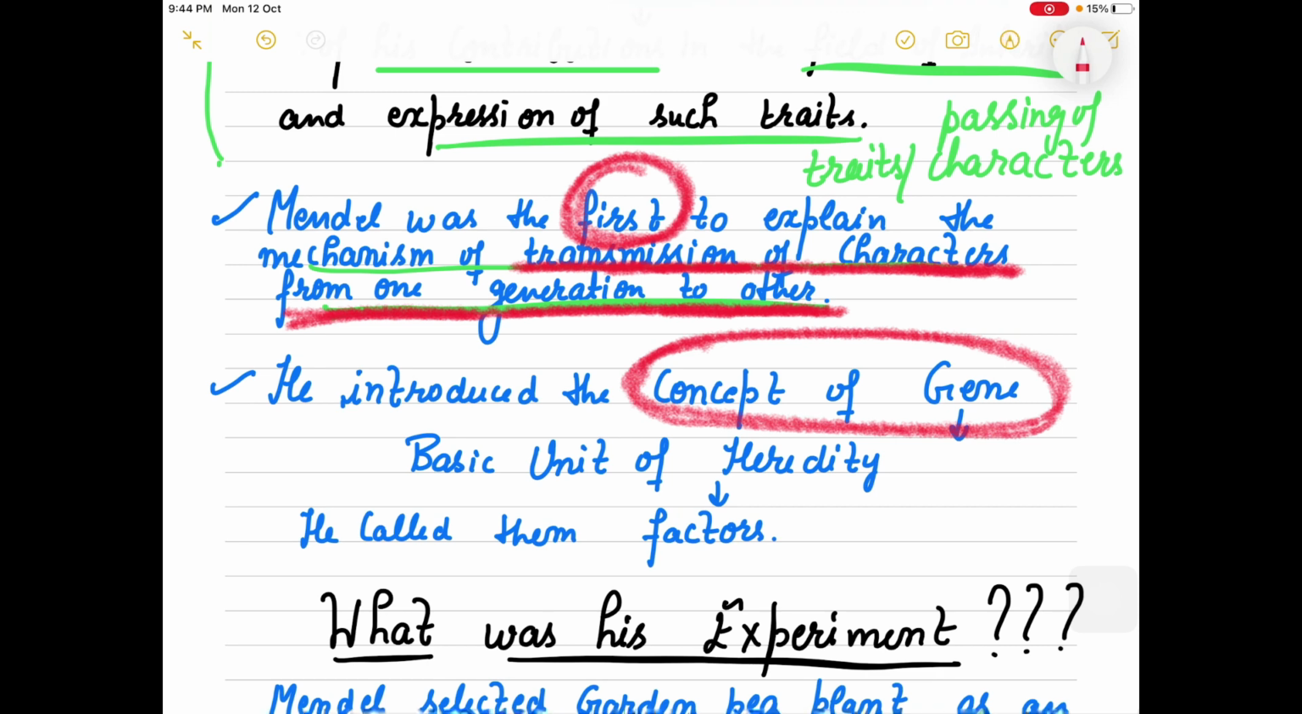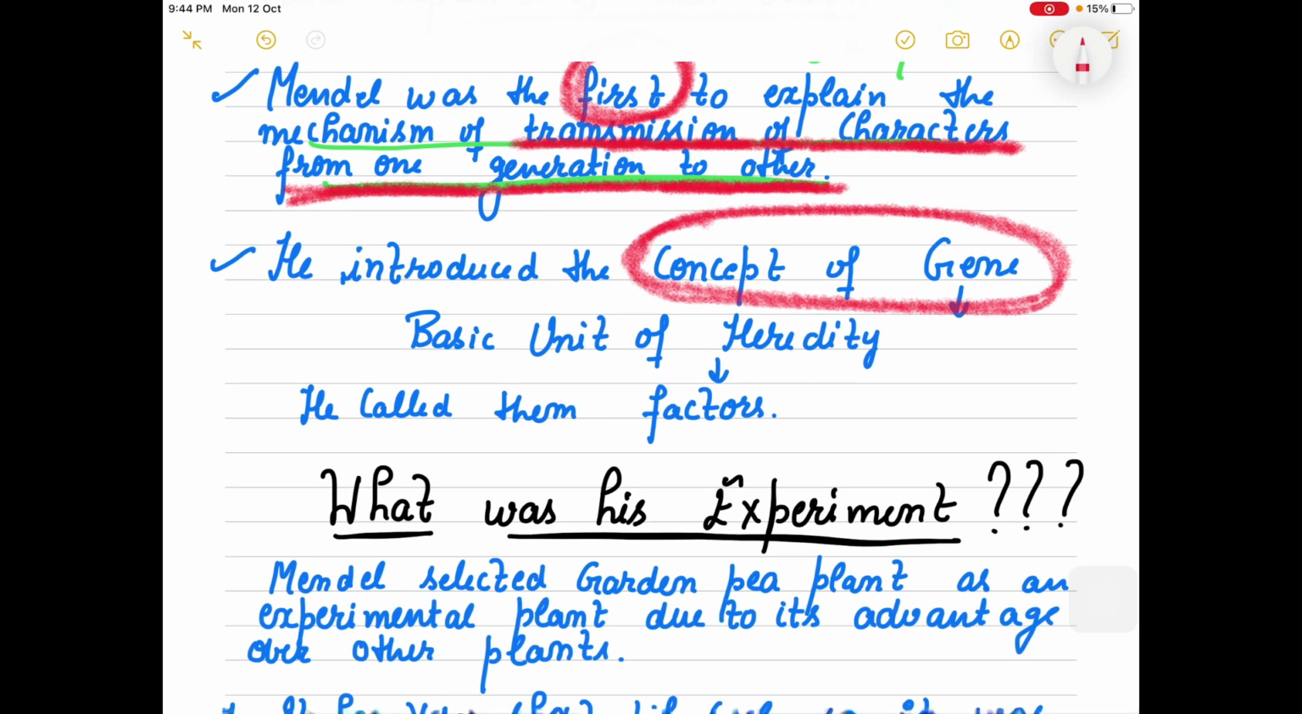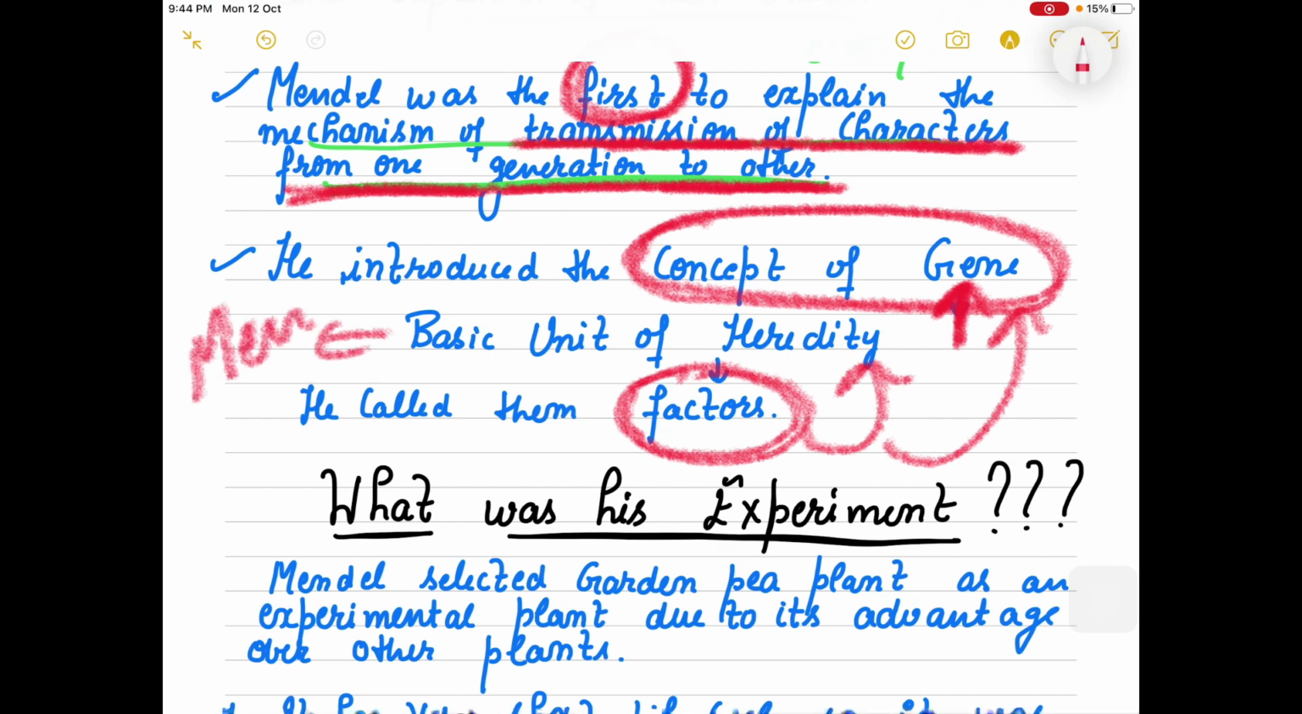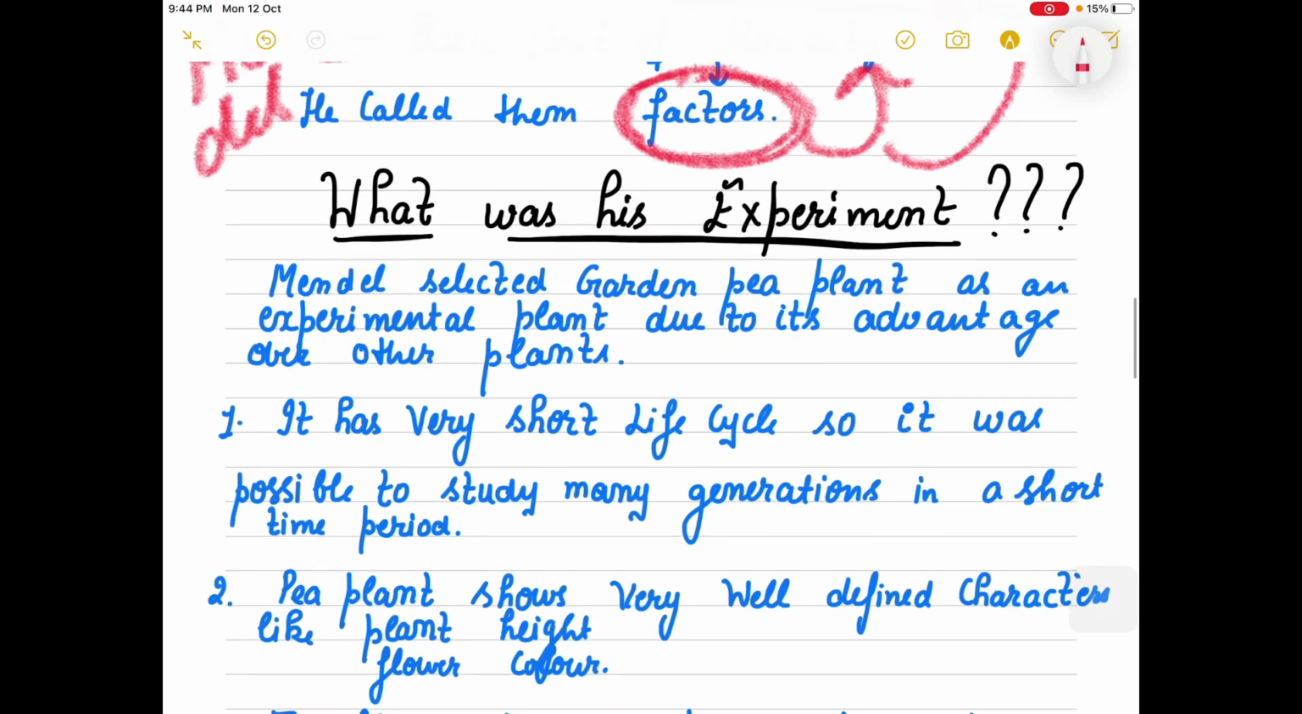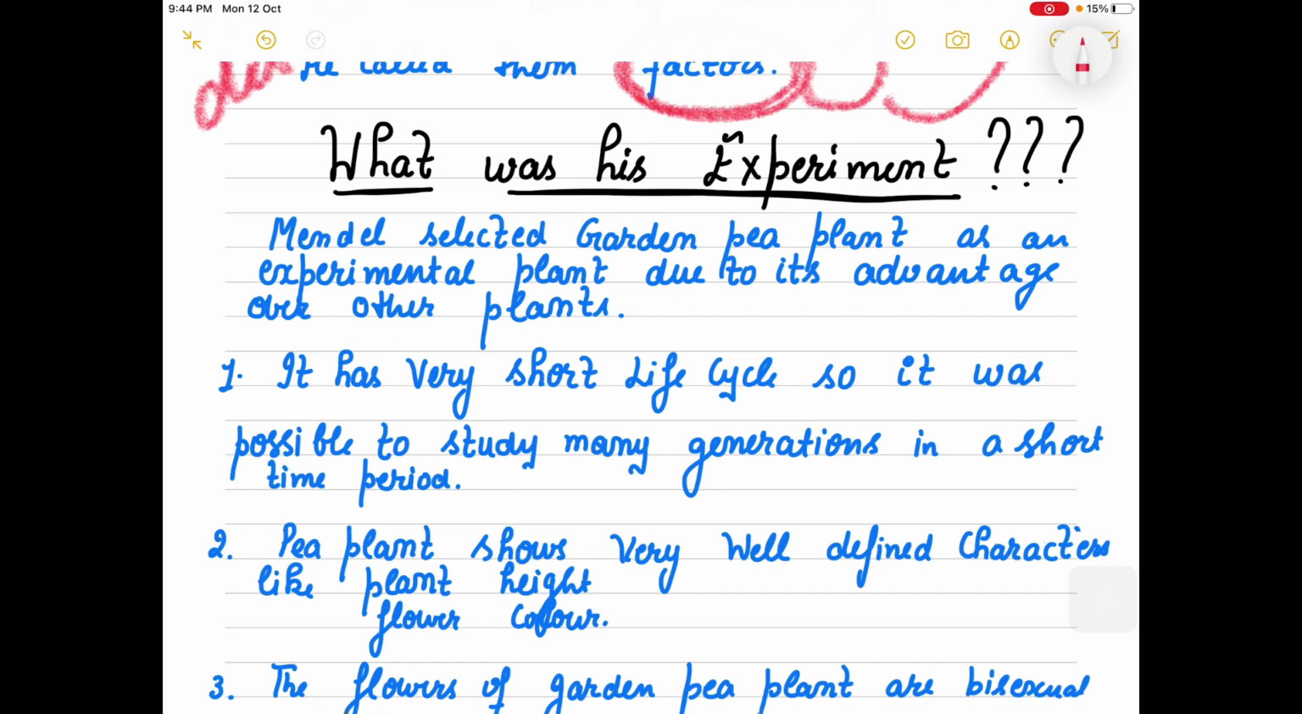These genes were not initially called genes. He called them factors. According to him, factors were the basic unit of heredity. But then another scientist gave these factors the name which you call these days a gene. But the concept of genes, the concept of factors, was introduced by Mendel. Okay, so what was his experiment, what was his work all about.